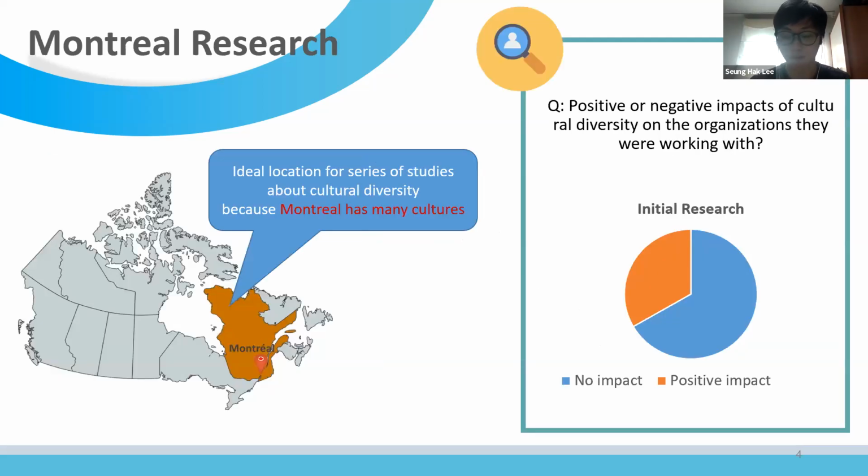For the concepts of cultural invisibility and cultural blindness to exist, we must understand the impact of cultural diversity on the organization. So this book chose Montreal in Quebec, Canada, to study cultural diversity. This book selected Montreal as an ideal location because Montreal has the largest English-speaking population in Quebec, a French-Canadian state, beyond the population with representatives from various cultures.